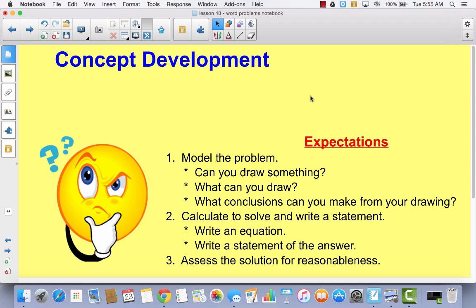All right, so let's talk about expectations whenever you're problem solving, first of all. After you read the problem, obviously we're going to start with R, which means to read, but the next thing that we really need to focus on is that D, modeling the problem. We talked about this in the last lesson, how we have a lot of trouble wanting to model that problem and that we often want to just leave that part out, but it's very, very important. You have to model and then you have to think about what conclusions you can make from your drawing. Then it's time to calculate and solve the problem and write a statement. All right, so let's take a look.